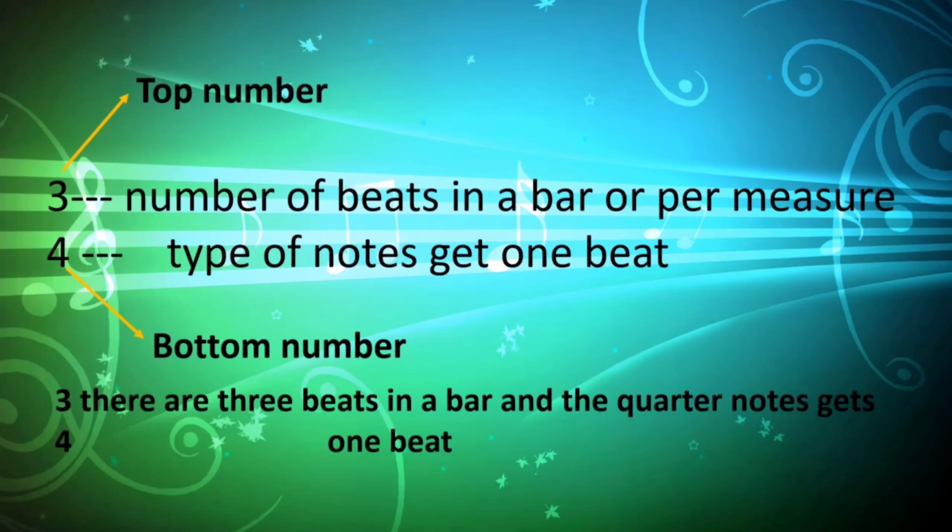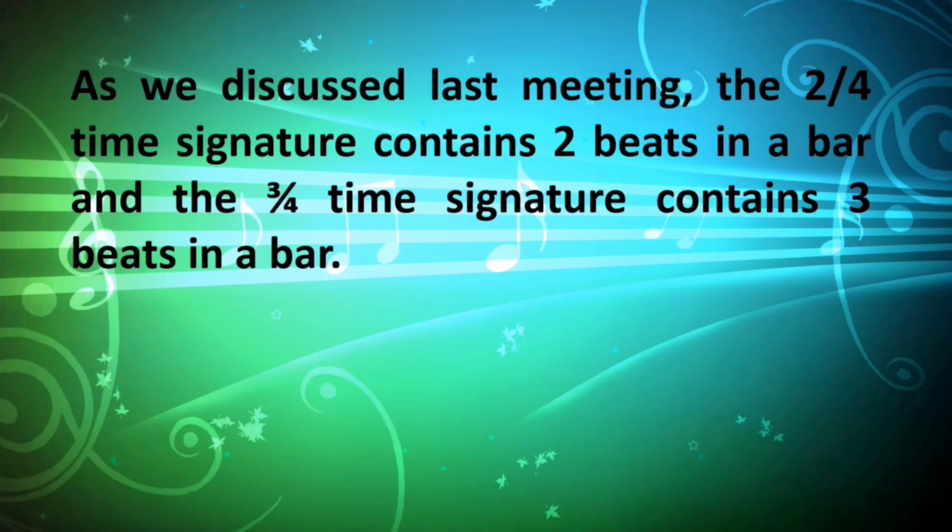As I told you yesterday, the time signature is composed of the top number and the bottom number. The top number is the number of beats in a bar or per measure, while the bottom number is the type of note that gets one beat. As we discussed last meeting, the 2/4 time signature contains 2 beats in a bar, and the 3/4 time signature contains 3 beats in a bar.